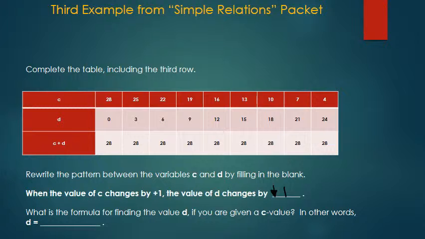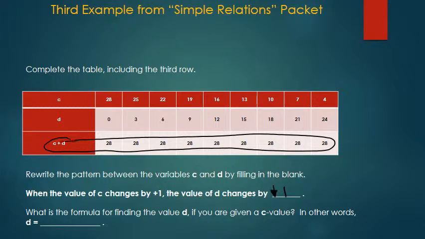Okay, now what is the formula for finding the value D if you are given a C value? In other words, D equals. So that is where we're going to use this row. We know that by adding C and D together, it's always going to equal 28. So we can write that C plus D equals 28.